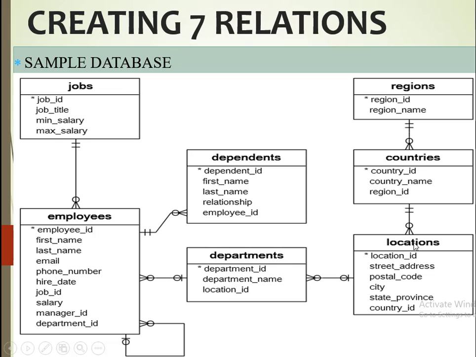There's a relationship between locations and department. Department ID here is a primary key, but location ID is a foreign key which references the location ID in the locations table. Department and employees has employee ID as a primary key, but the department ID is a foreign key which references the department ID in the departments table.